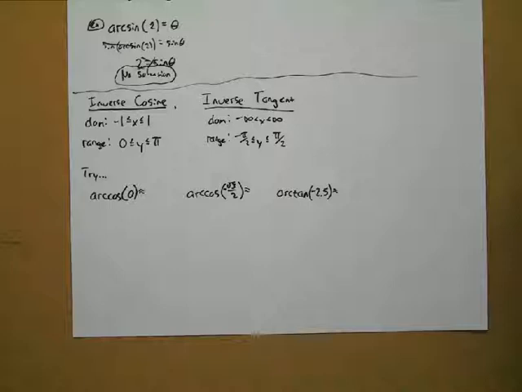So we should get answers like that. Okay, arc cosine of 0 is 1.5701. Arc cosine of negative root 3 over 2 is 2.618. And arc tangent of negative 2.5 is 1.190.